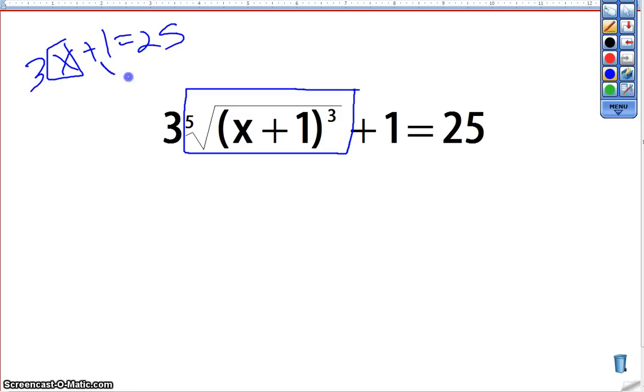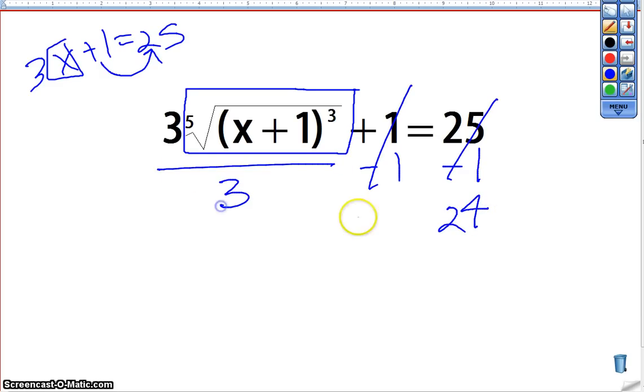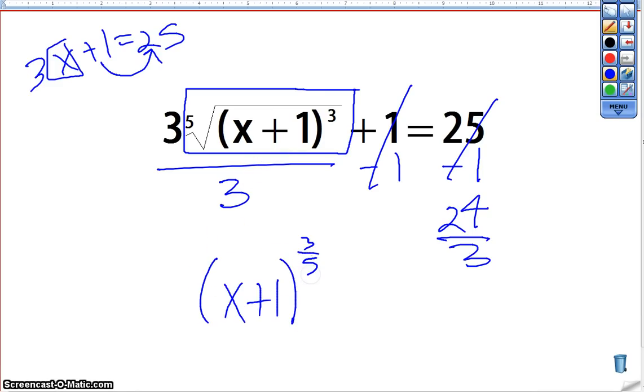I would subtract 1, which is going to give me a 24 over here. Divide by 3, so I'm down to, now I'm going to rewrite this. I'm going to go x plus 1 to the 3/5 power. You see how I did that? 3, and then the 5 becomes a denominator. And over here you have an 8.